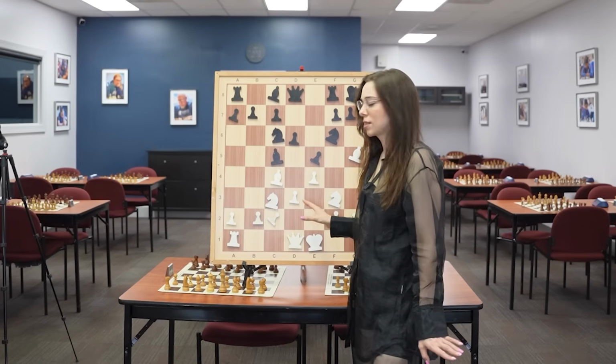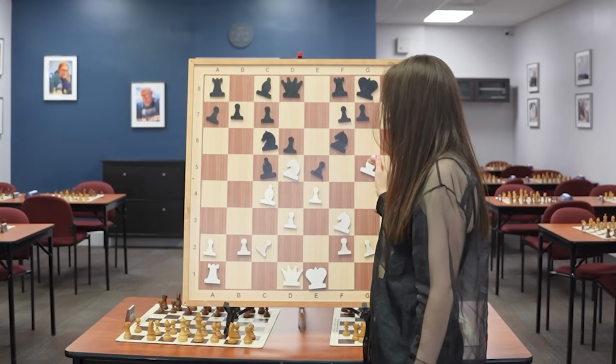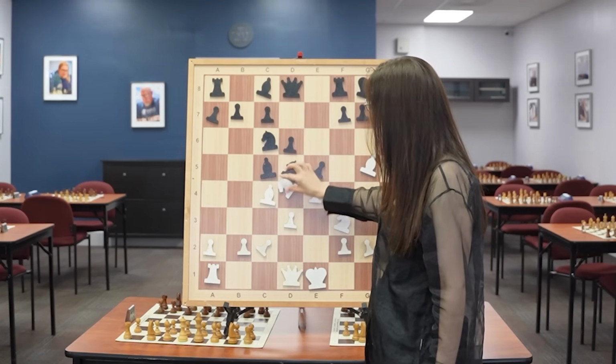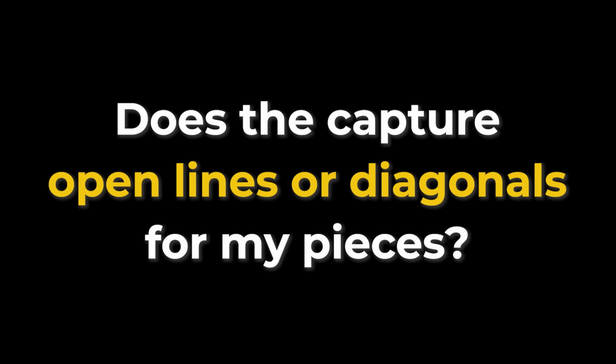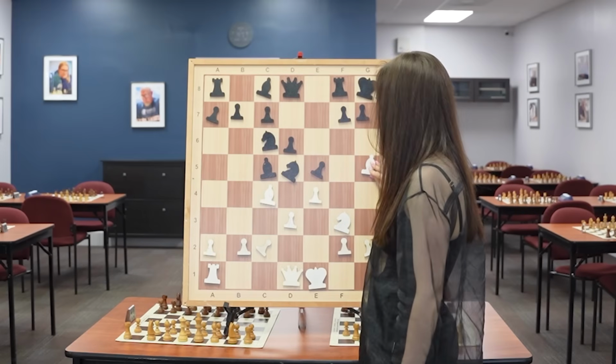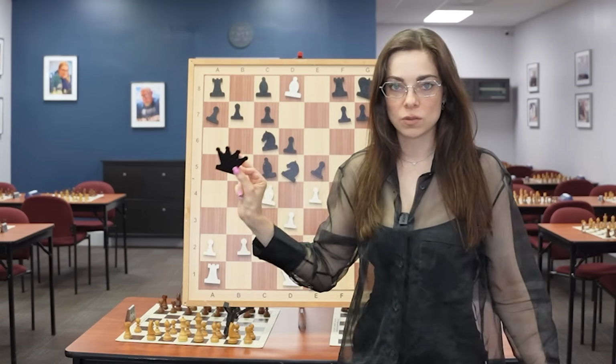Now let's take a look at this example. White goes knight to d5, attacking the knight. The knight is pinned. Can black just take this knight back? No. The question you should ask yourself is, does the capture open lines or diagonals for my pieces or my opponent's pieces? As here, the bishop would just take your queen, so that doesn't work.